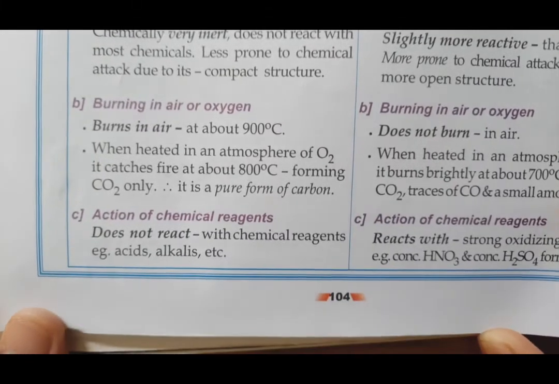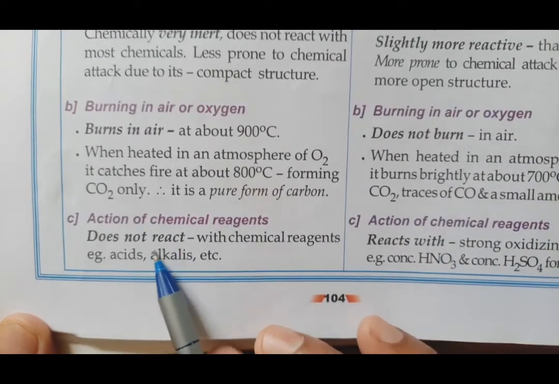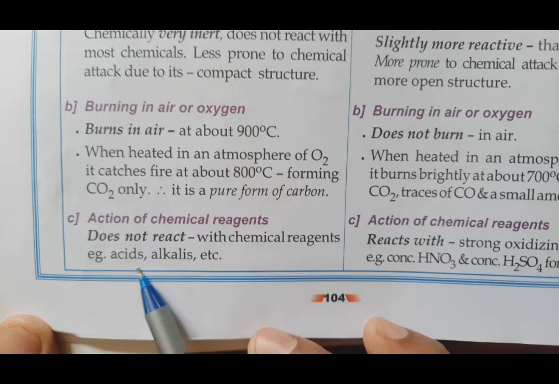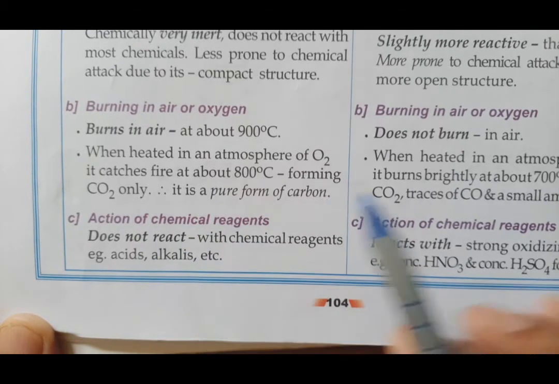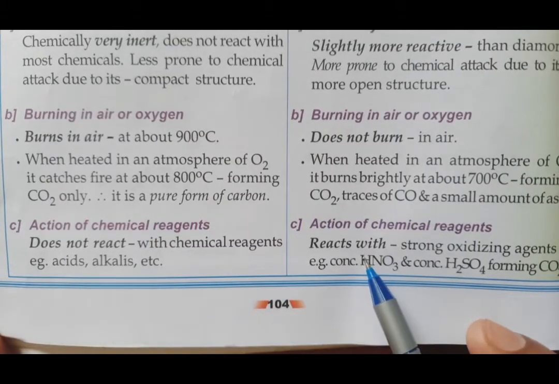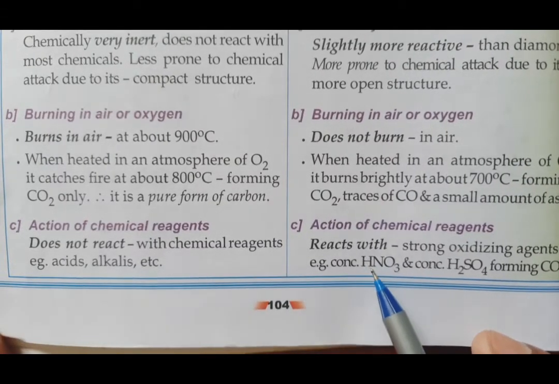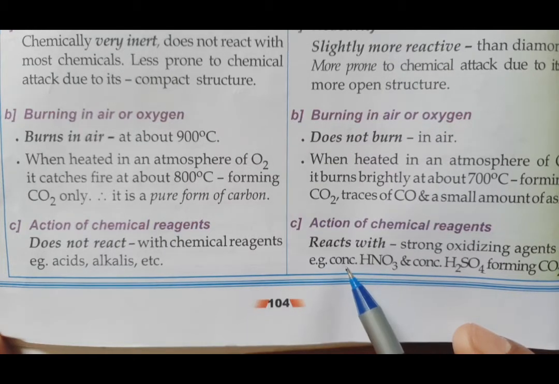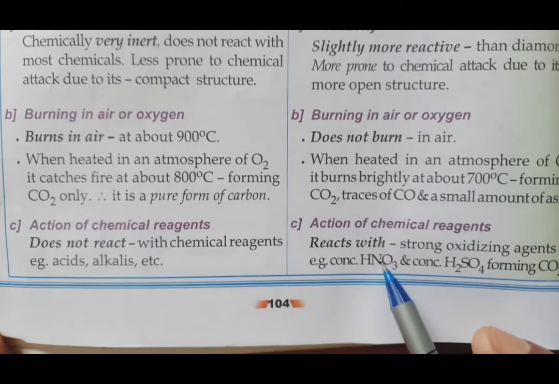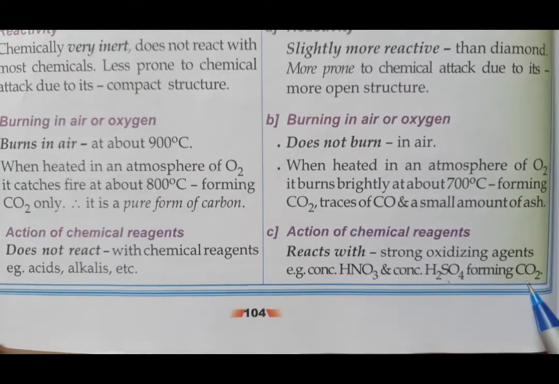Next thing you can remember, students: it does not react with any other reagents like acid or alkali, means base. That's why we make its ornament. Whereas graphite can react with chemicals like concentrated nitric acid and concentrated sulfuric acid to form carbon dioxide. Concentrated means pure.